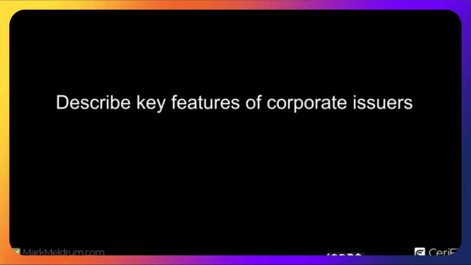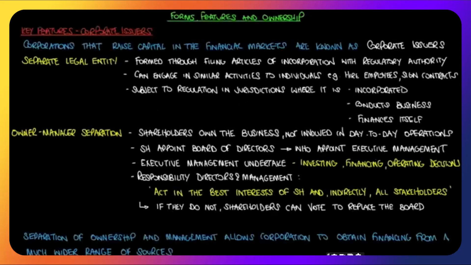So we have our basic setup, our basic methods of doing business. We're now going to focus for the rest of this module and the rest of this entire topic, for it is after all corporate issuers, on corporate issuers. So the LOS here asks us to describe the key features of those corporate issuers. So here we go. Why are they called issuers? We introduced the idea of a corporation. Well, the definition here is a corporation that raises capital in the financial markets is known as a corporate issuer. So we have hence corporate issuers.